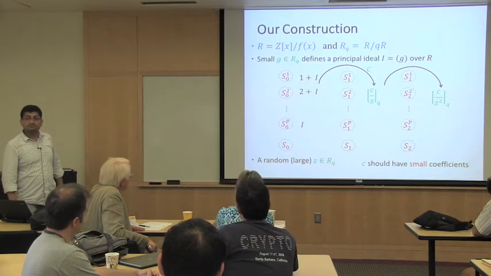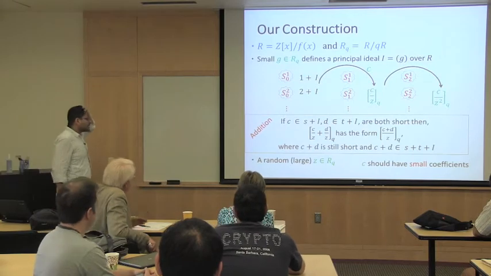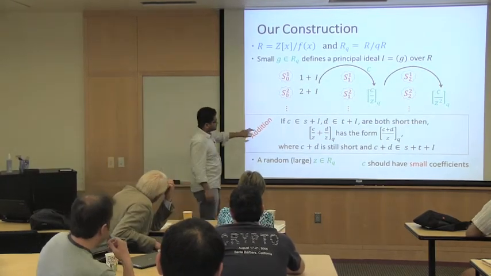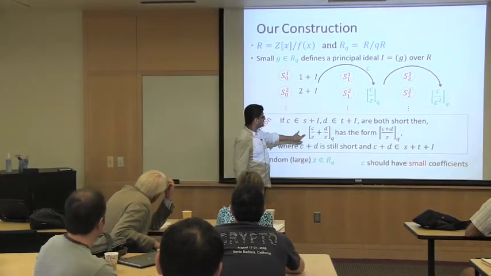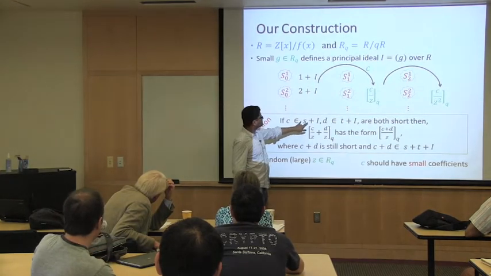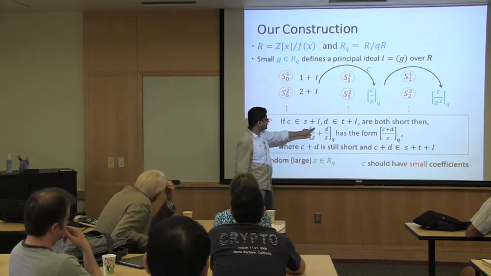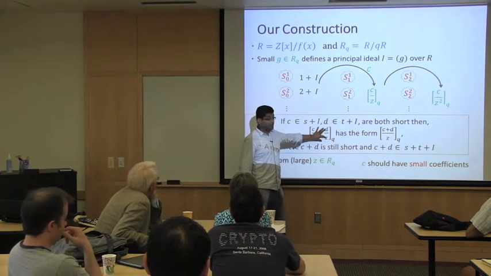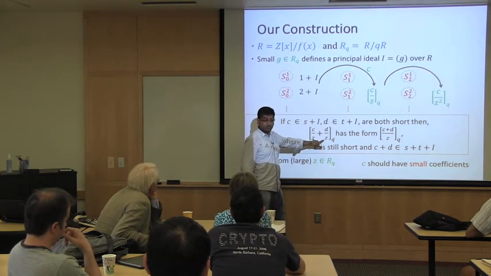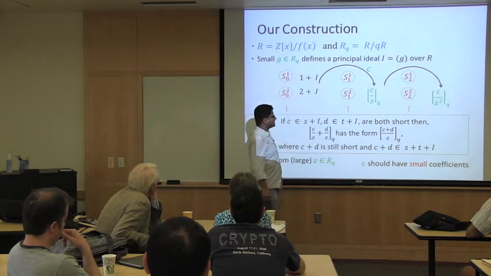Okay. So again, addition in the represented forms is easy. If C was in S plus I, and I give you C by Z, and D was in T plus I, and you had D by Z, and you added them in RQ, you get C plus D by Z.